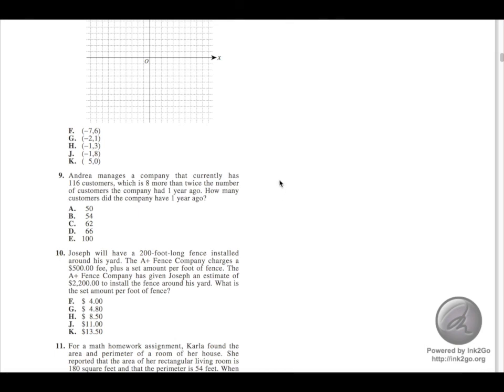Now our next problem is another algebra problem. We have a company that currently has 116 customers, which is 8 more than twice the number it had 1 year ago. Now the main issue here is translating from words into numbers. So if we were to translate this word problem into an equation, we would have 116 is equal to 8 plus 2 times x, where x is however many customers they had 1 year ago. And what this question is asking is simply the value of x.